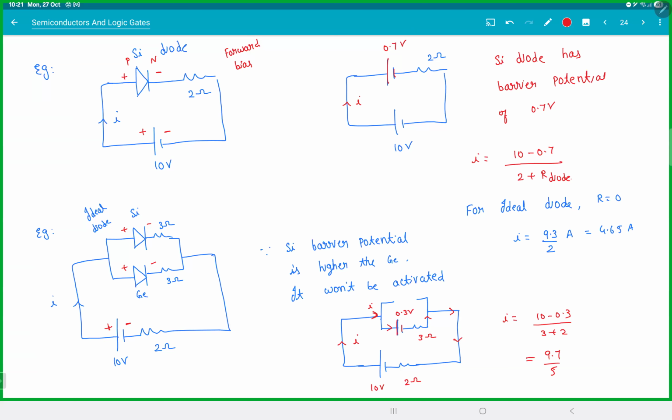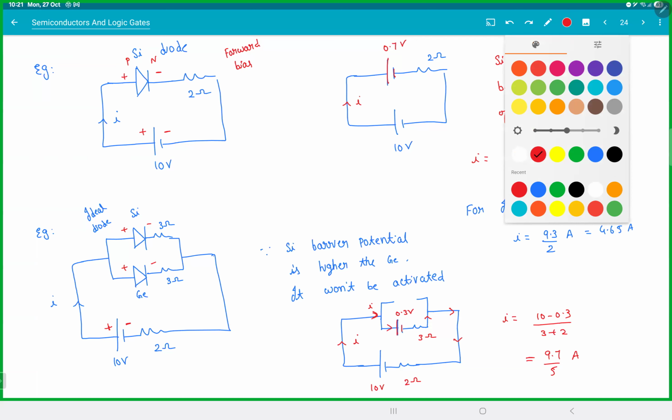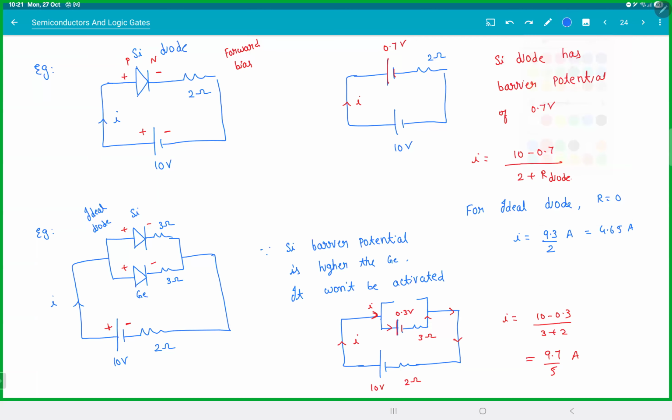Clear with this? Did you get the logic why silicon won't work? Because I just need 0.3. Germanium will work, so the potential difference across there will be about 0.3, and silicon will never get activated. Any doubts on this? So a forward bias question should be like this. You just remove the barrier potential and it becomes a wire, and it becomes a current electricity equation.